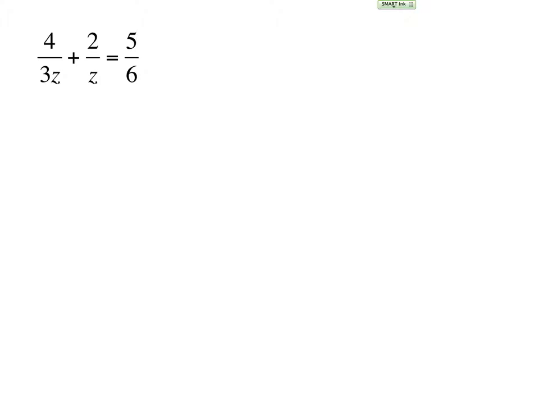First one, 4 over 3z plus 2 over z equals 5 over 6. Why is this called a rational equation? I got some fractions in there. Remember, what makes up a rational function? If I've got a polynomial on top of a polynomial, that makes up a rational function. So I've got several rational functions here in an equation, so that's why it's called a rational equation.